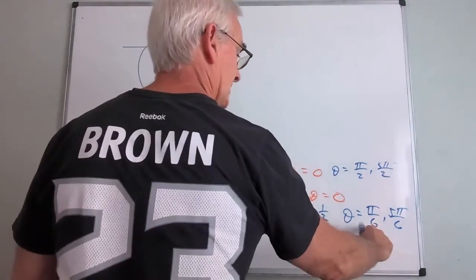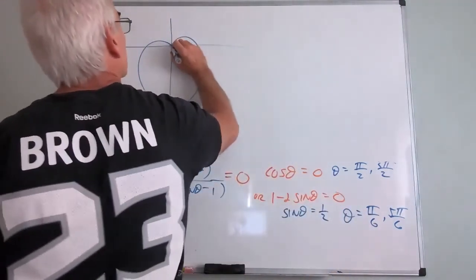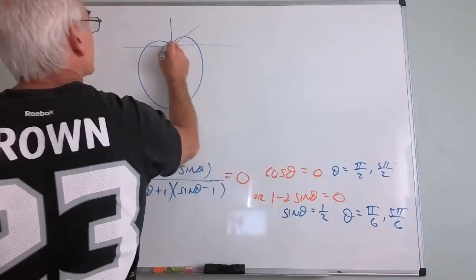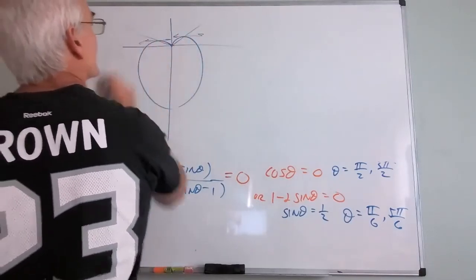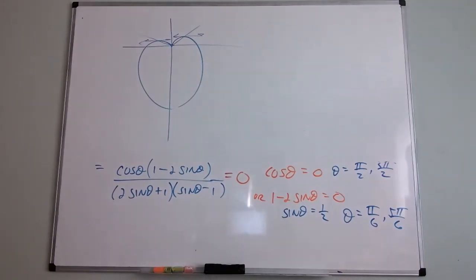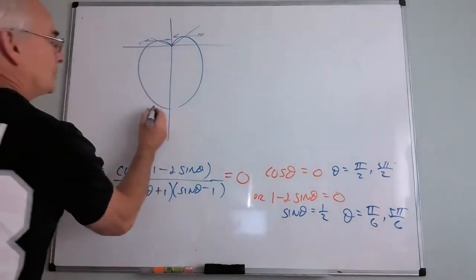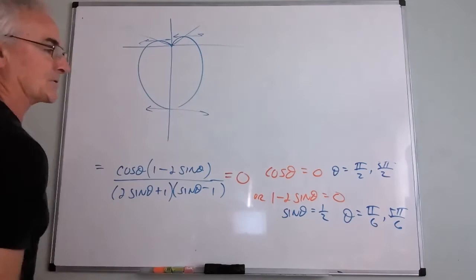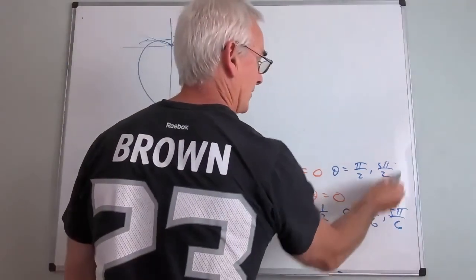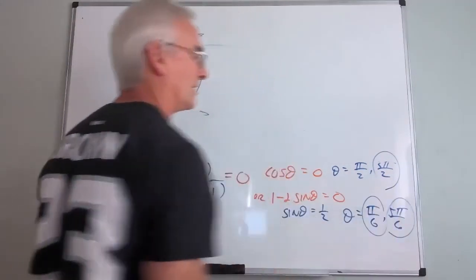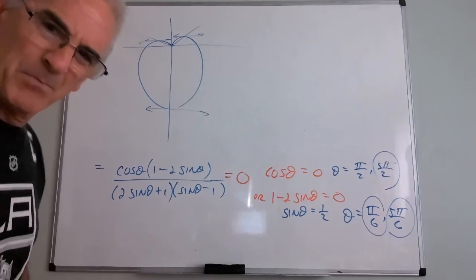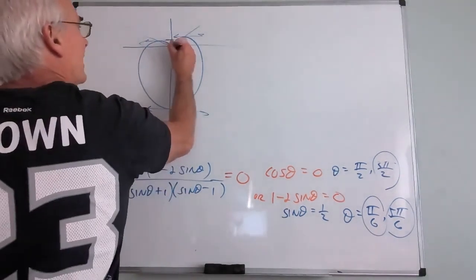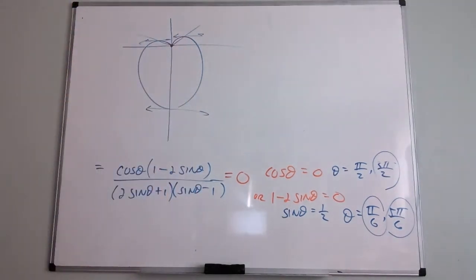Let me start with these guys. Pi over 6, 5 pi over 6. So that would be that horizontal tangent and that horizontal tangent. That's pretty obvious. 3 pi over 2. That's right there. So I've covered that one, and that one. But pi over 2 presents kind of a problem, doesn't it? Because pi over 2 is this guy right here. And I obviously don't have a horizontal tangent there.